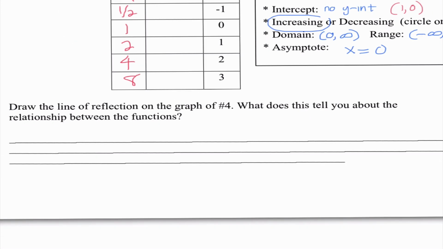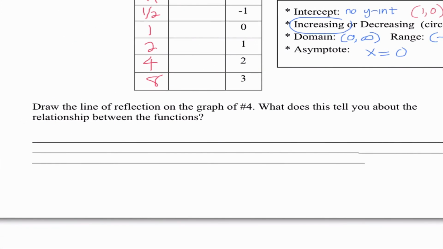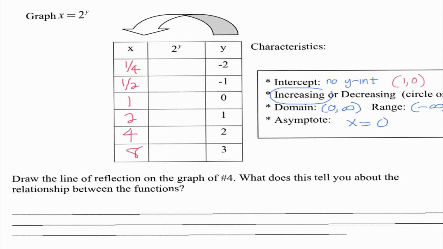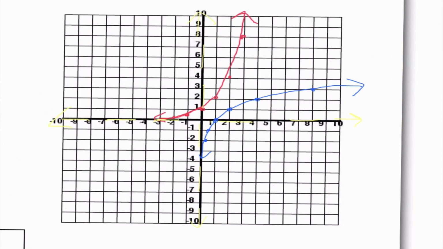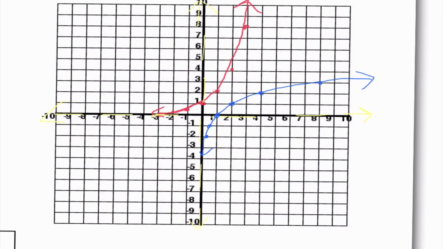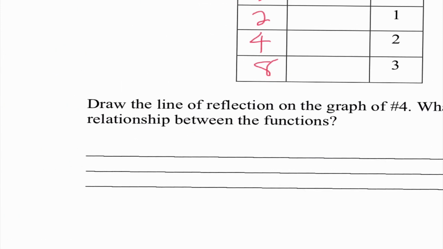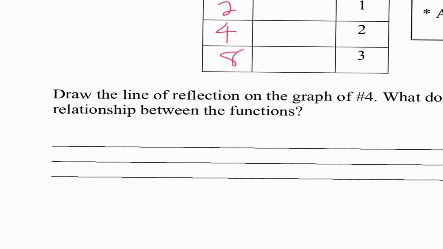So, draw the line of reflection between the graph of number 4, and what does this tell us about the relationship between the functions? Shocking, once again, that we're going to do something that actually relates to what we've learned. But I notice there is this line here, y equals x, that it is reflected over. And you guys may or may not remember, this tells us that they are inverse functions. Remember, for inverse functions, we switched our x and our y. And that's exactly what we did here.